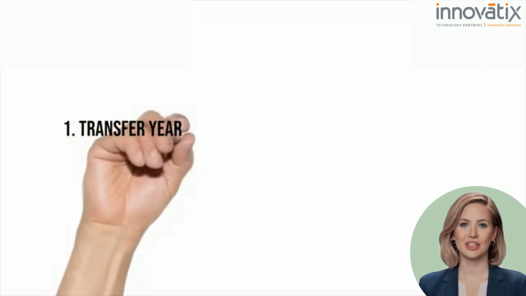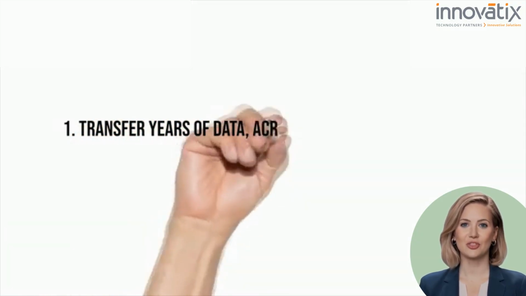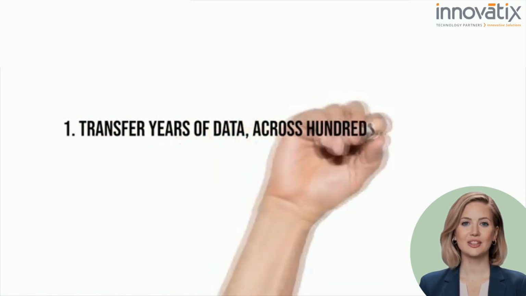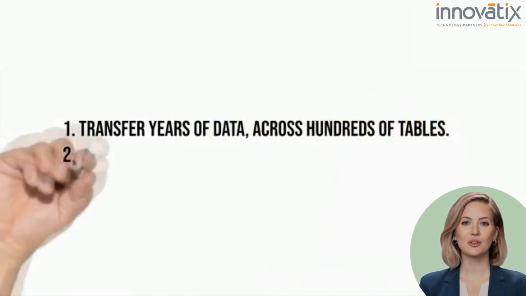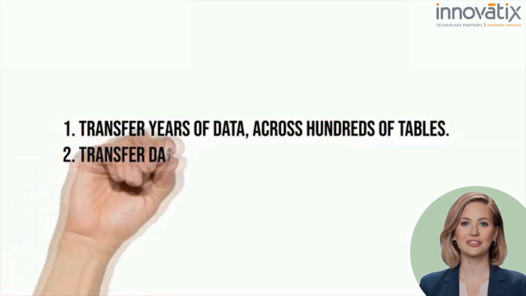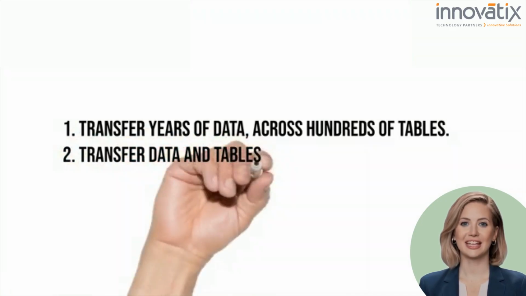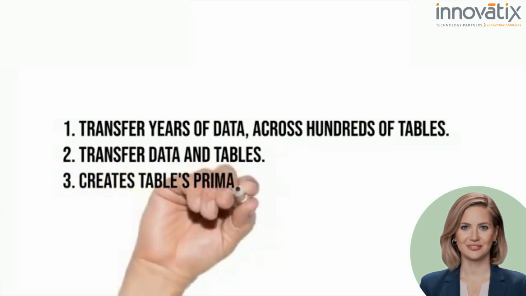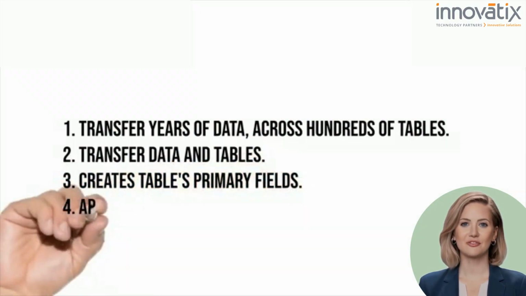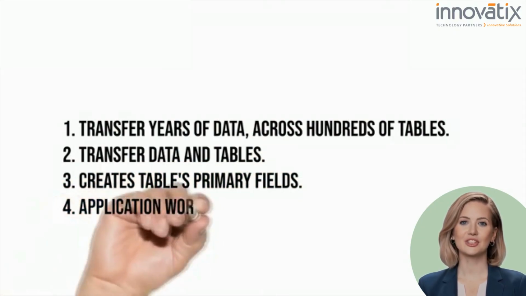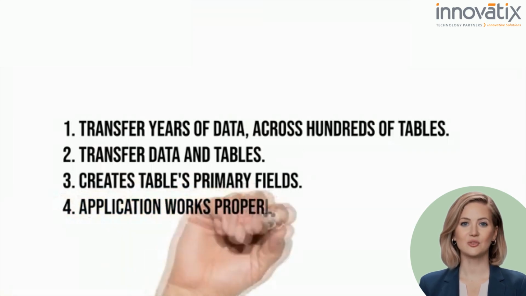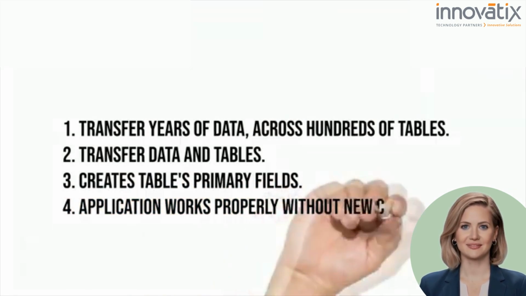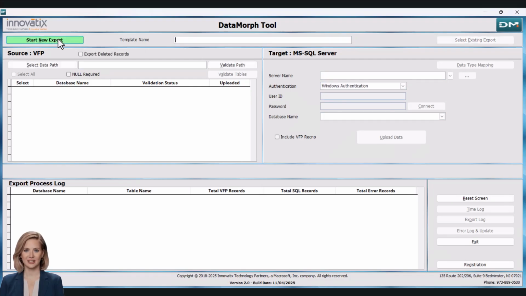Critical to any migration is the transfer of years of historical data across potentially hundreds of tables. The DataMorph utility not only transfers the data and free tables from the legacy to the target, it actually creates the table's primary fields and any other required information to ensure the new application works properly without any new code written by the developer. The first step after opening DataMorph is to name the export file.